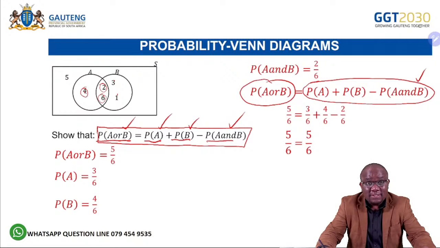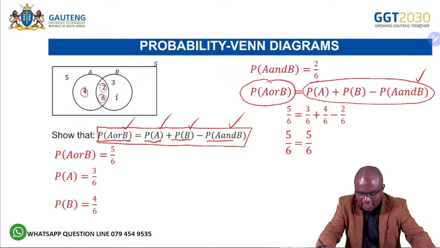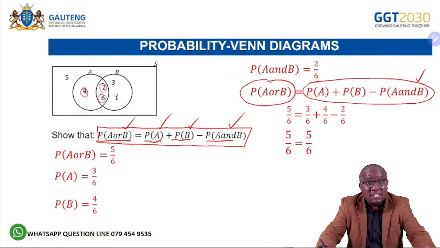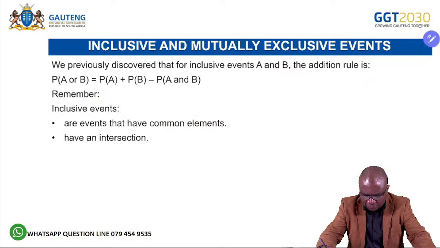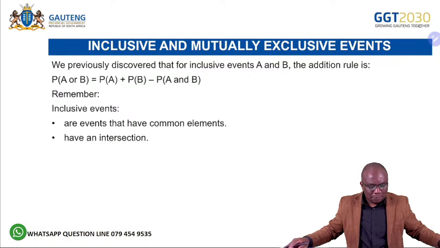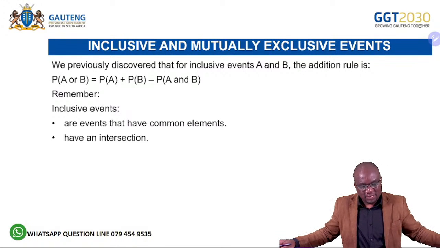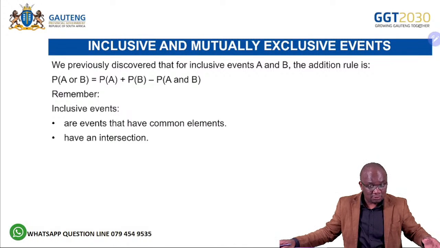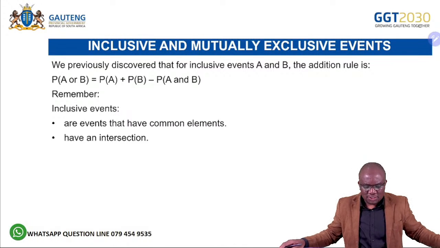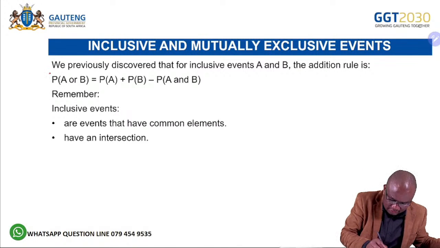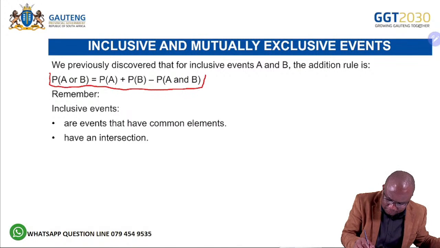Right, welcome back, grade 10s. Now we have learned about this probability identity or the addition rule. So we previously discovered that for inclusive events, remember we talked about inclusive events and exclusive events, isn't it? The addition rule is this. We just did that just now.